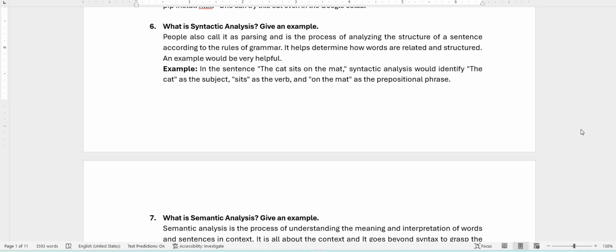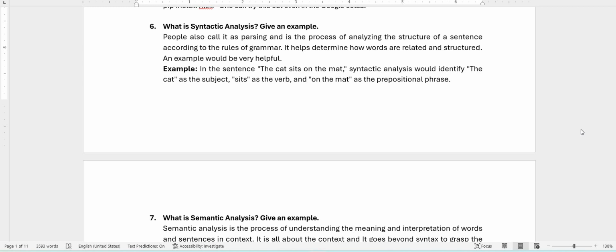We are actually familiar with this term. We call it parsing. It is the process of analyzing the structure of a sentence according to the rules that you have framed with grammar. To make it simple, you analyze the structure of a sentence based on the rules. It helps to determine how words are related and structured.